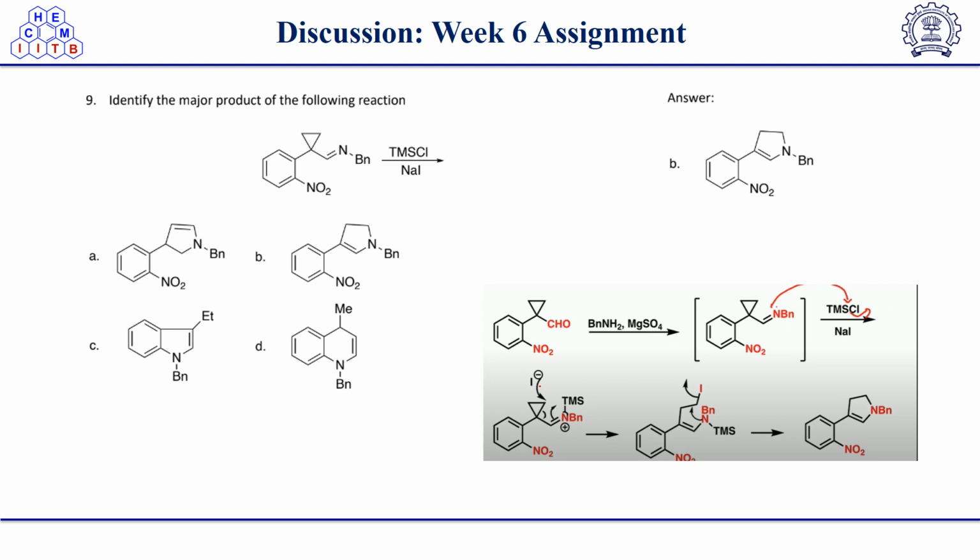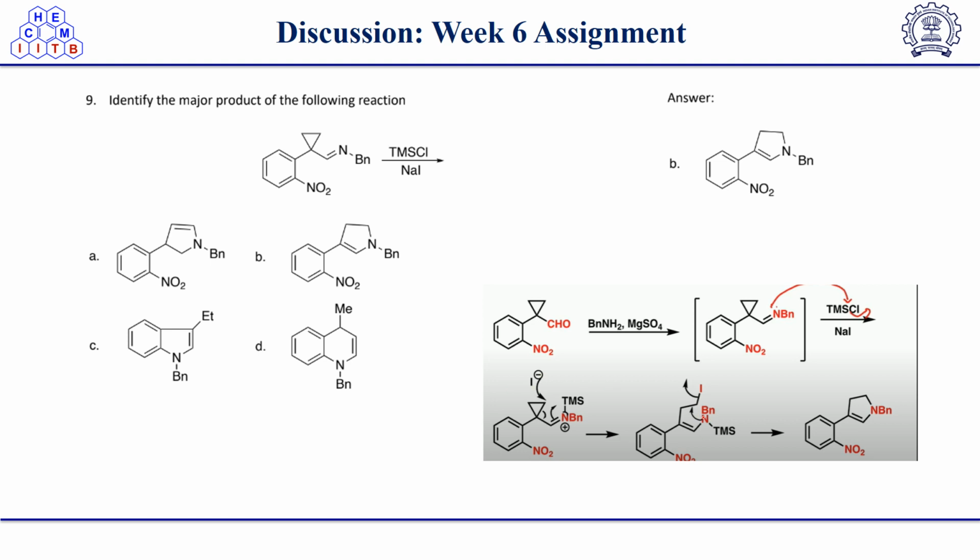intermediate. Then that eliminated iodide, I minus, will attack at the cyclopropane ring, and this bond will be shifted to here, and this bond will migrate to this nitrogen to stabilize this positive charge on this nitrogen to get this compound. So this is basically the opening of the cyclopropane ring by this iodide.